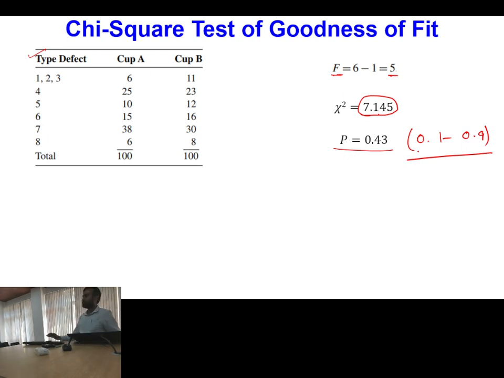Okay, so for calculating f, 6 minus 1 was done, but in the first case there are 3 defects. Yes, in the first one, so though we have 3 defects in the first, how many cells are we having? Only.